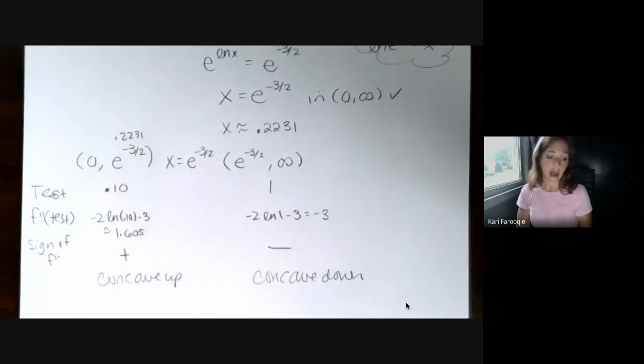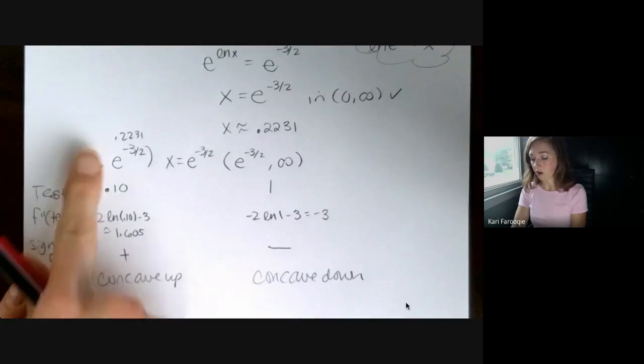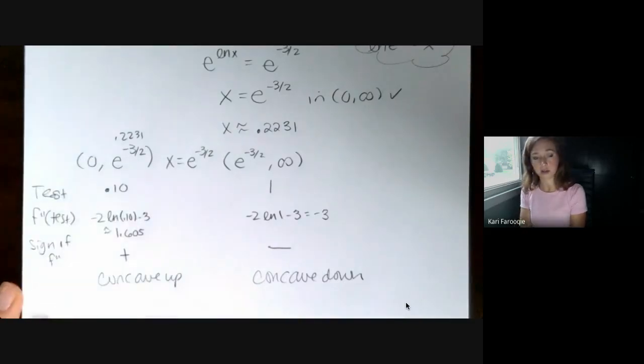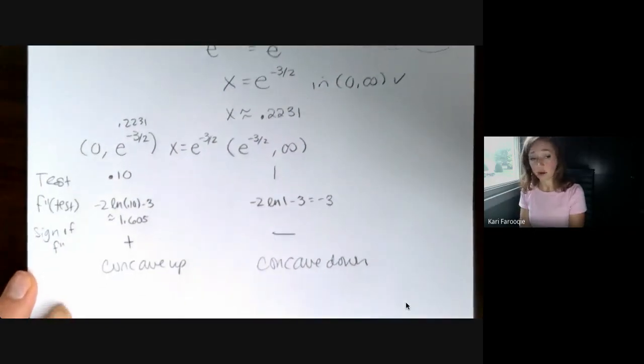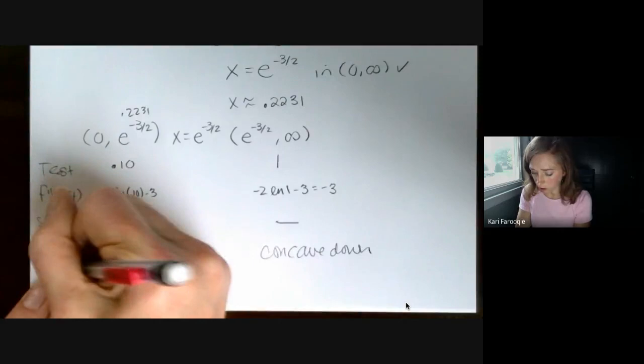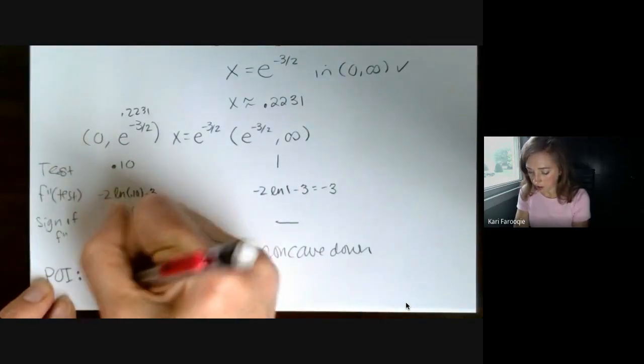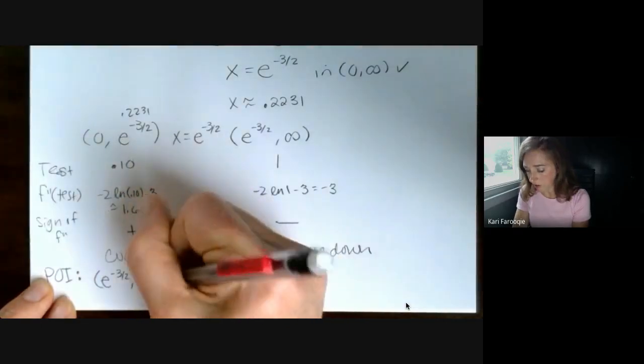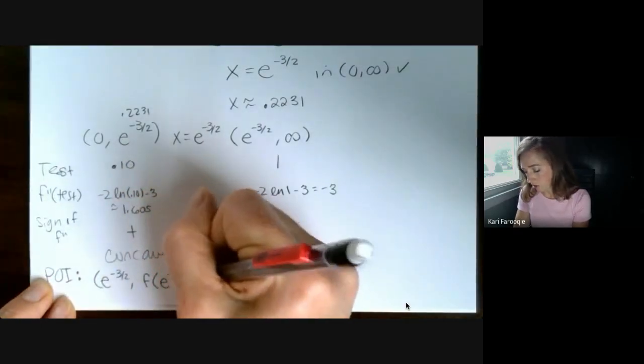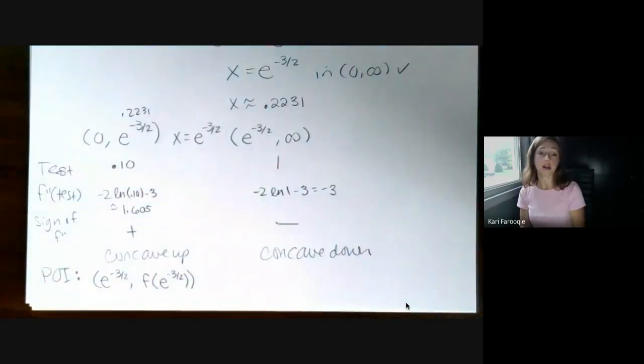So you're going to be asked about intervals on which your function is concave up or concave down. So we know it's concave up from 0 to e to the -3/2. We know it's concave down from e to the -3/2 to infinity. Your point of inflection is going to occur at c, f of c. So e to the -3/2 and then f of e to the -3/2. And you're going to have to come up with an exact value here.